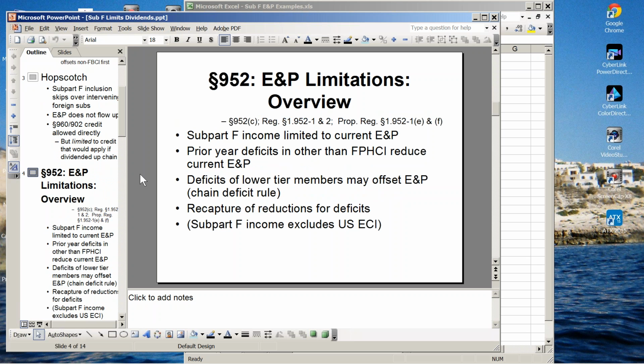So let's go to our limitations on Subpart F. Before I do the 952 limitations, and I realize there's no slide on what I'm about to cover in the presentation you got. We've got two E&P limitations that can apply. The first one relates to Section 956, and it's built in to Section 956.